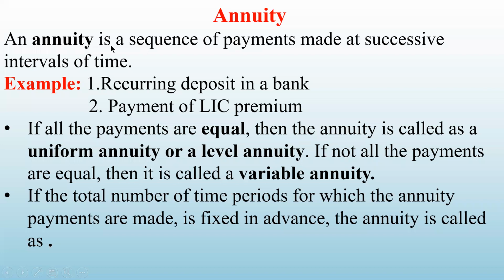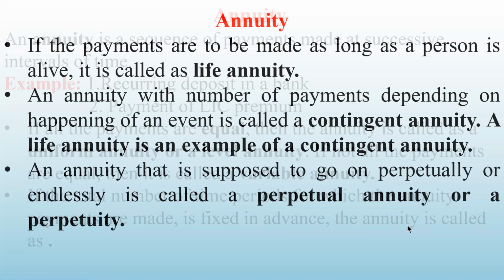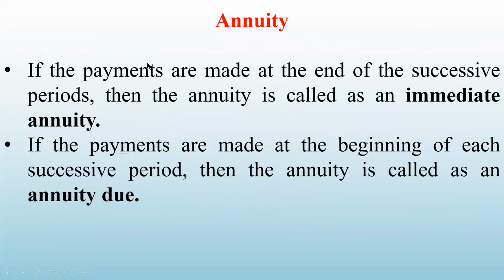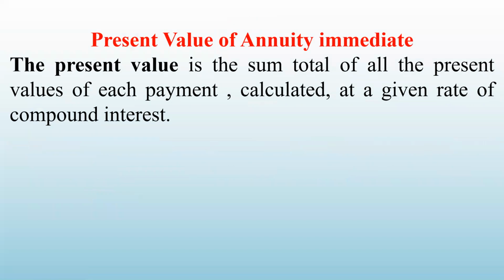So as you know, annuity is what? It is a sequence of payments made at successive interval of time. That time could be year, month, quarter, or half year. Could be anything. Then I have explained you what is the meaning of immediate annuity. If the payments are made at the end of the successive period, then it is called as immediate annuity. So in your syllabus, you have only immediate annuity. So that means the payments are made at the end of the successive periods. Now today we will see how to calculate the present value of annuity immediate.